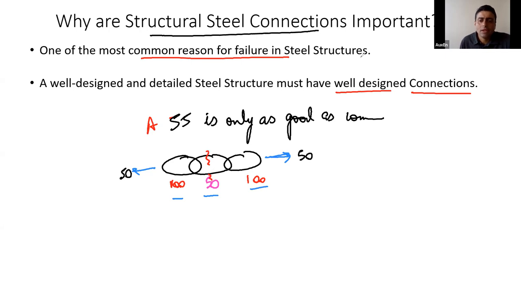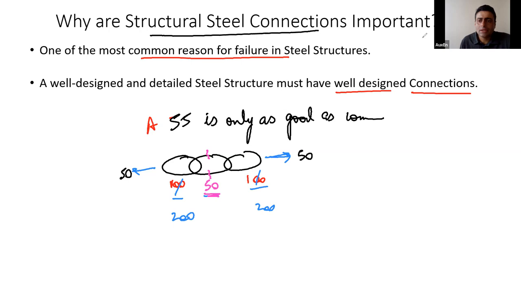This link will fail. Now, if I have to enhance the capacity of this chain as a whole, let's say instead of 100, if I make it 200, will the capacity be enhanced? Will the capacity of this chain as a whole be enhanced? So of course it will not be enhanced, because still the failure happens at the weakest link, and the capacity of the weakest link is still 50.